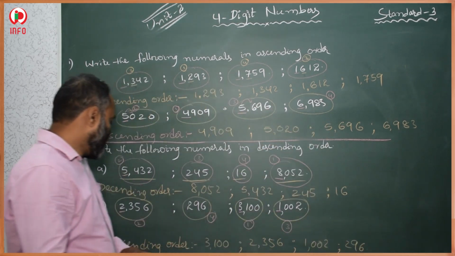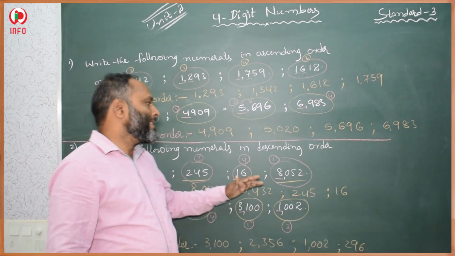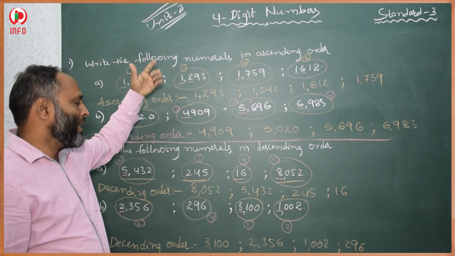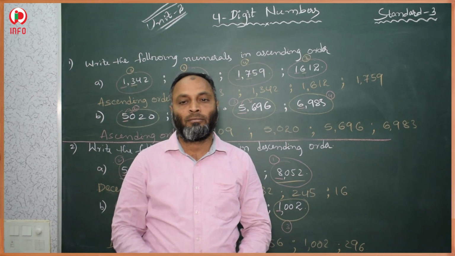This is a descending order. Descending order means decreasing order. Ascending order means increasing order. This is the procedure to arrange ascending order as well as descending order.